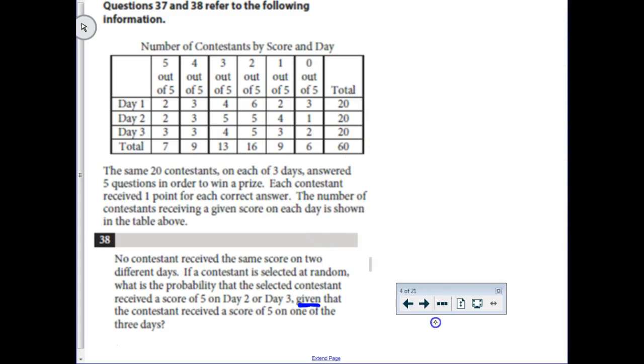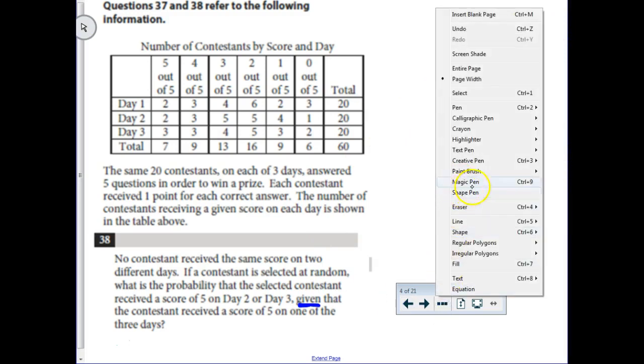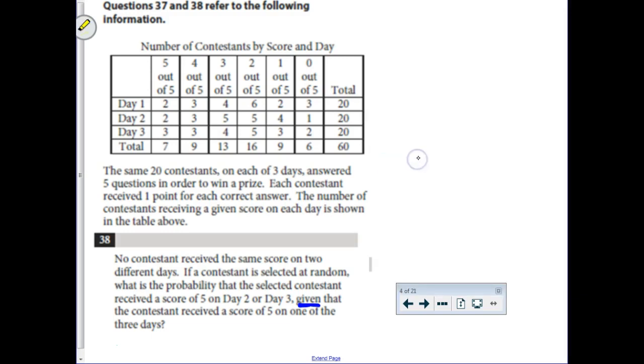What I used to have my Algebra 2 kids do, and I'm going to have you guys do the same thing, when you have a table of data like this, which is often how they're shown, I do some highlighting, which I know you can't do on your SAT test, so just humor me. But given that the contestant received a score of 5 on 1 of the 3 days, right here, right? This is the information about people who scored a 5 somewhere. That's the only place that you're allowed to look on this table for your probability answer. You can only look at these pieces of data. So what should be your denominator? What's the total amount from that data?